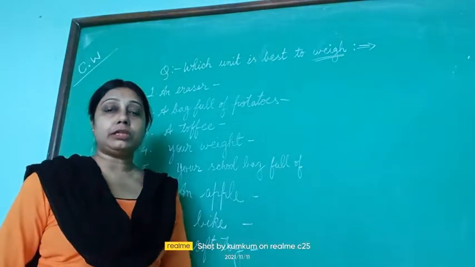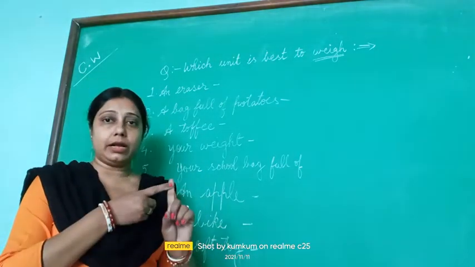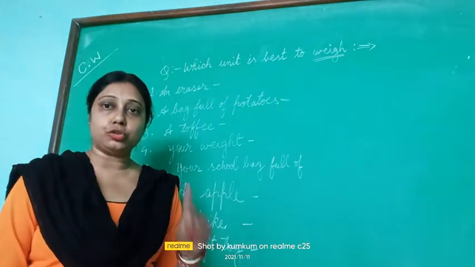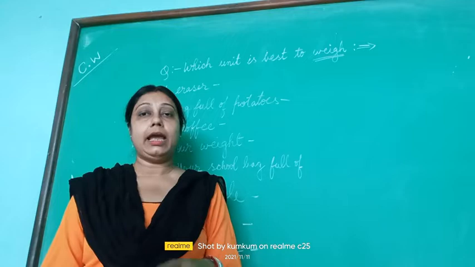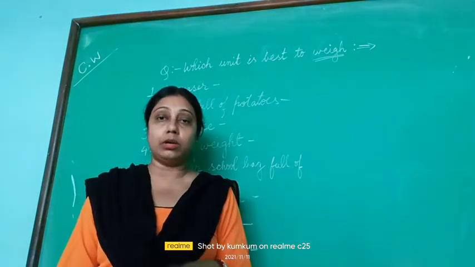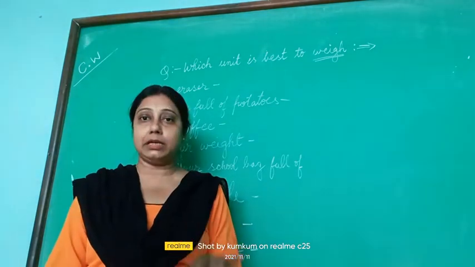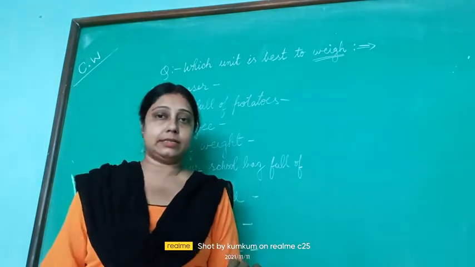Now, which two units do we use to measure weight? The standard units are kilogram and gram. But when we write in short form, kilogram we write as kg and gram we write as g. Always use small letters to write kg and g. Never use capital letters because it will be wrong then. Always use the small letters.